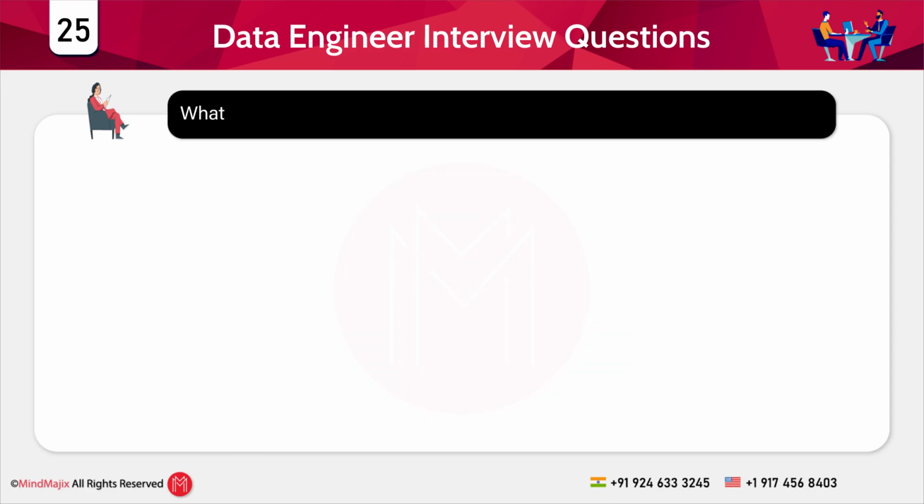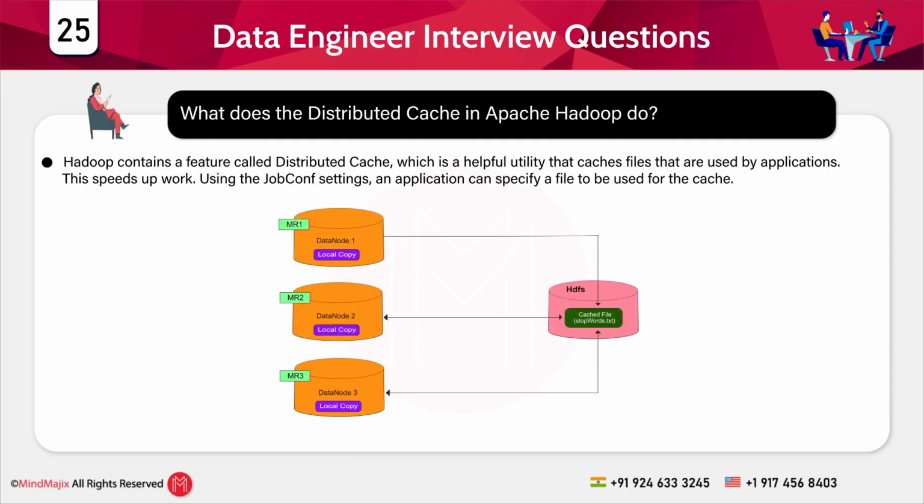The next question is, what does a distributed cache in Apache Hadoop do? Hadoop contains a feature called the distributed cache, which is a helpful utility that caches files that are used by an application. This speeds up the work that needs to be done, and using job configuration settings, an application can specify a file to be used for the cache. These files are copied to all of the Hadoop framework nodes involved in a process that needs to be finished. This is done in advance of the actual task being carried out. Read-only files, zip files, and jar files can all be distributed successfully because of distributed caching.